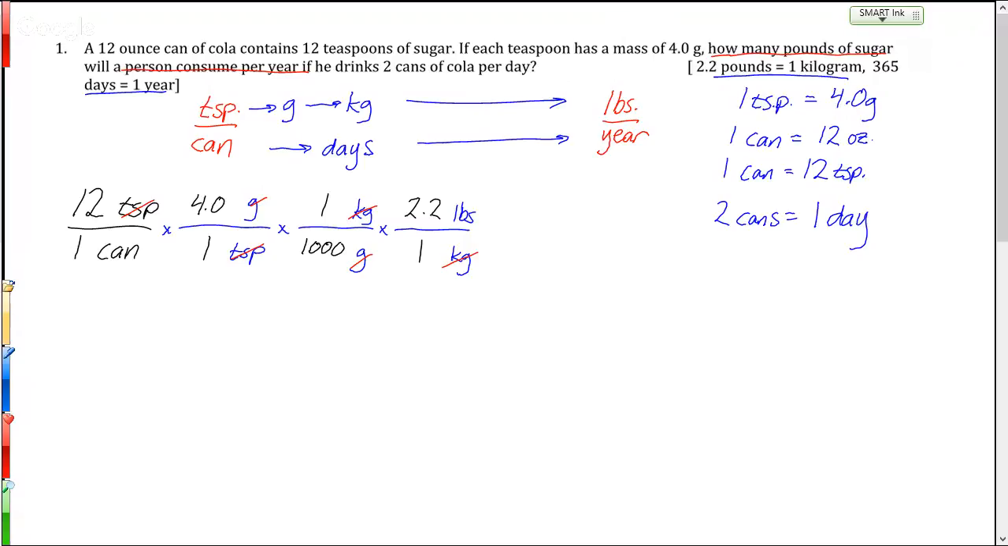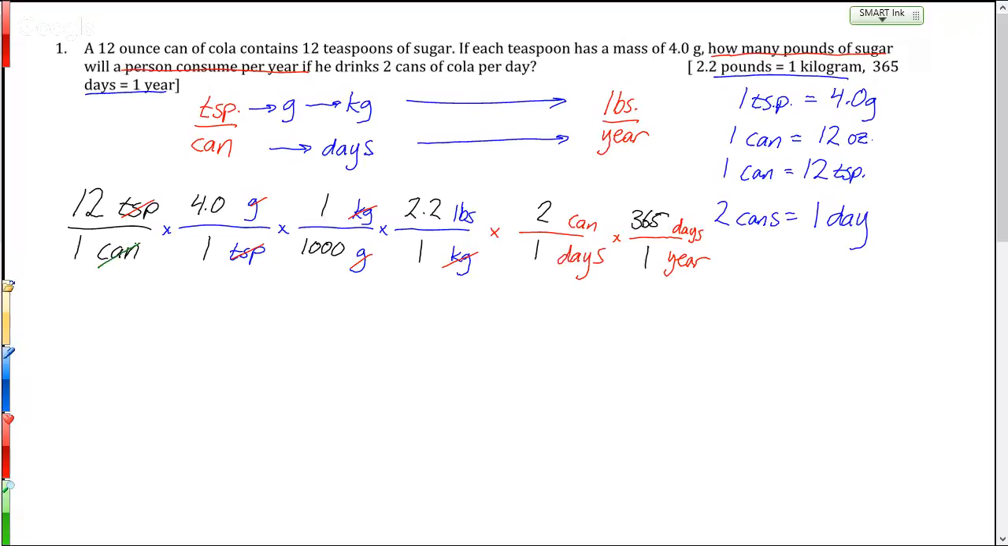And now we don't have to stop there. We can just do the bottom. So let's add the bottom on. We'll switch colors so we know that we're doing something different here. So now we're going to go cans to days. Notice that since the can started on the bottom, we need our unit on top in order to cancel that now. And then days per year. And we can fill those numbers in as well. So 2 cans per day and 365 days per year.